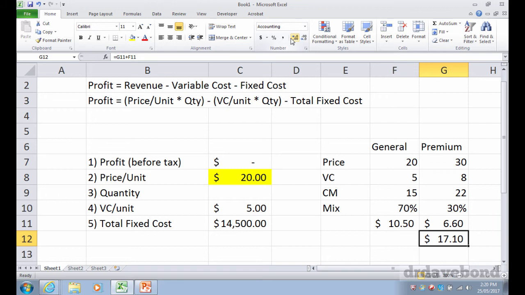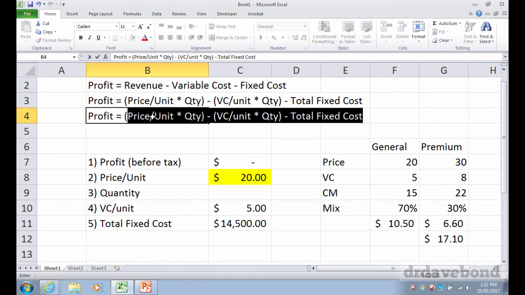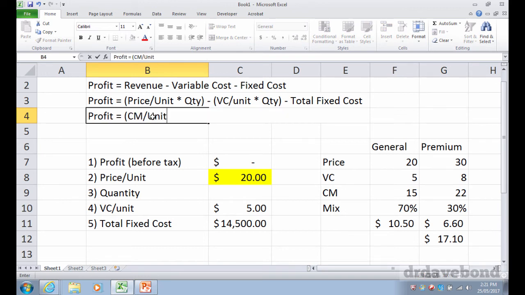We then take that number, and that is the contribution margin. And we treat it just like the contribution margin we had before. So we don't need to worry about price per unit or variable cost per unit. We take these together, and that's contribution margin. So I'll just take this down here. So profit, that line above, is the same as contribution margin per unit times quantity minus total fixed cost.